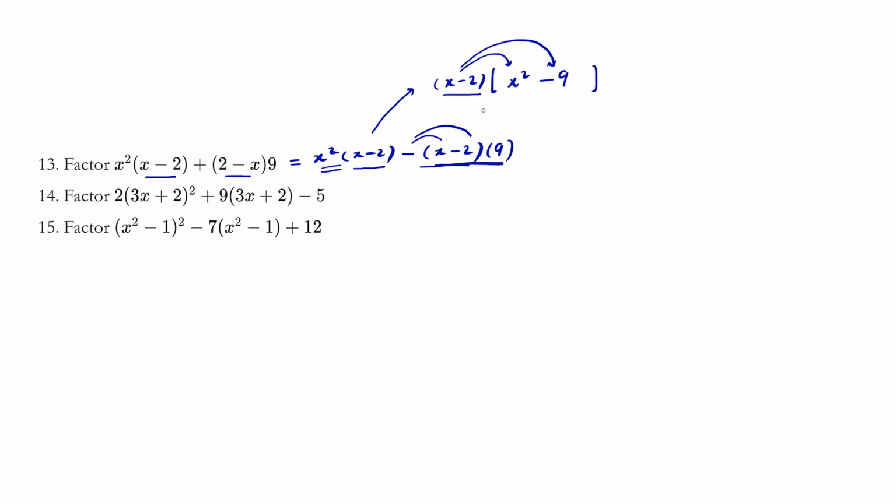Alright, so this is factored, but we can factor further. X squared minus 9 is a difference of squares. So we go plus 3 and minus 3. And there we have it, fully factored.